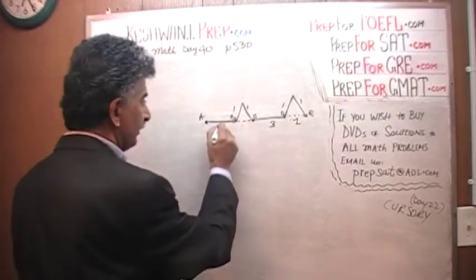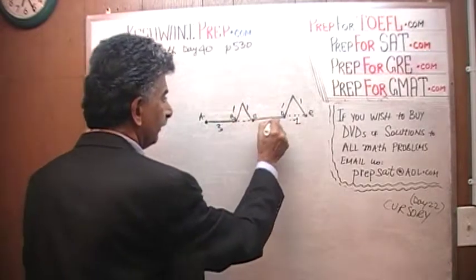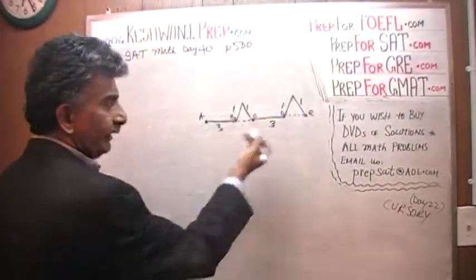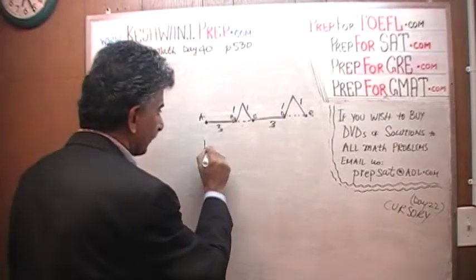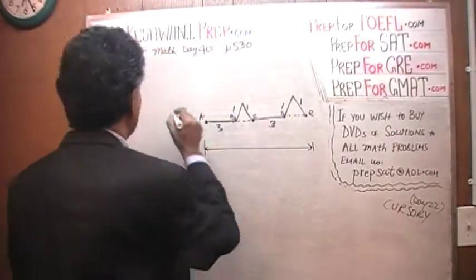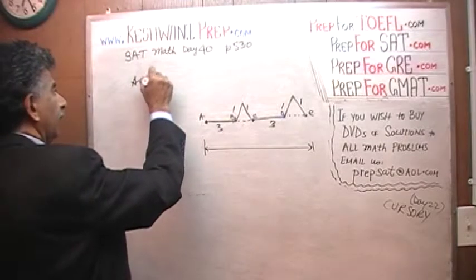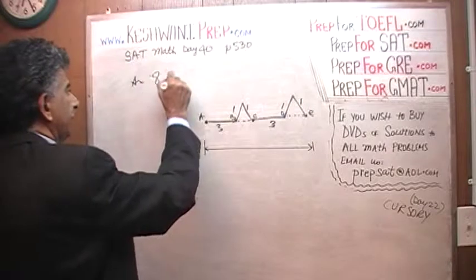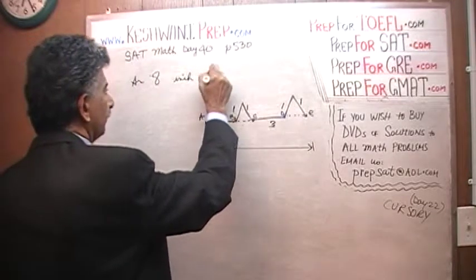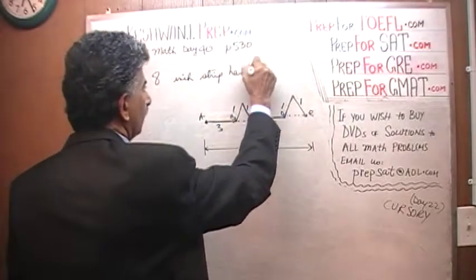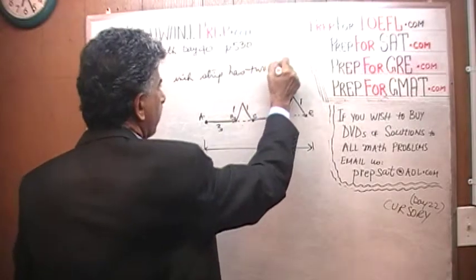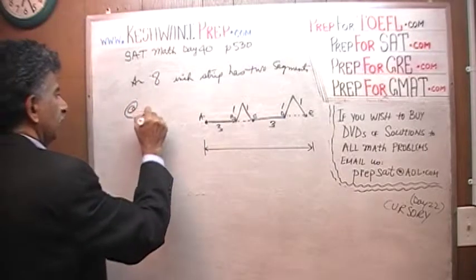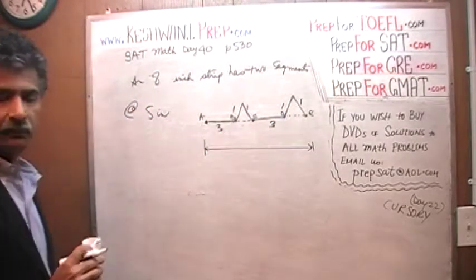This is 3 inches, 4, 5, 6, 7, 8, 9, and 10. There you go. And this is an 8-inch strip. An 8-inch strip has 2 segments, each 5 inches. That's it.